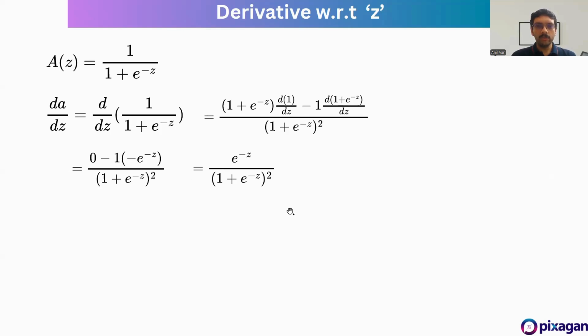Now we can do a small manipulation to this expression. What if we add 1 and subtract 1? So it's 1 and minus 1, which means it's actually still e to the power of minus Z.